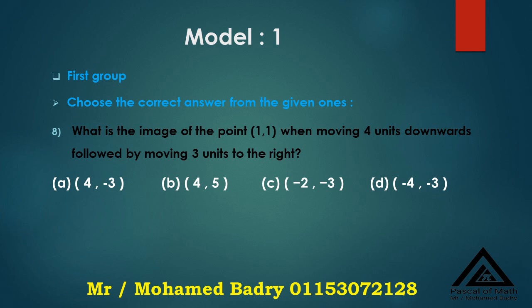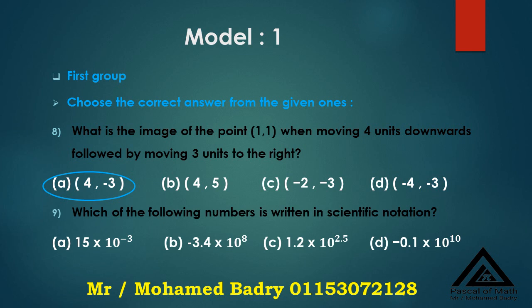Now if we move 3 units right, that means we will use x-axis. Right or left? Right, that means positive. 1 plus 3. 1 plus 3 equals 4. The correct answer A, ordered pair (4, negative 3).